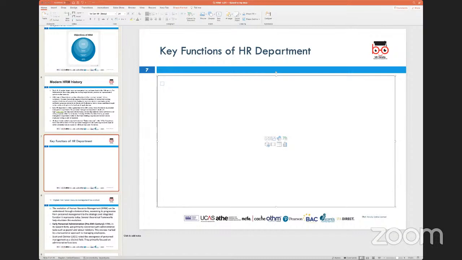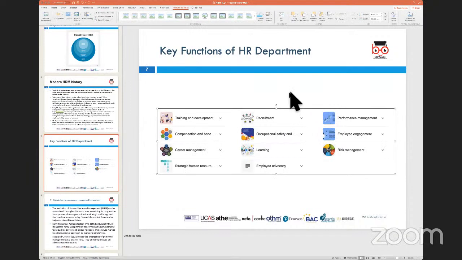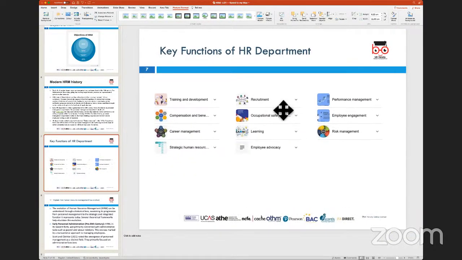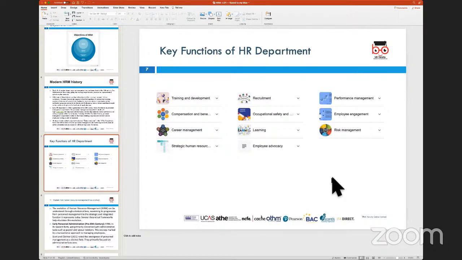So if I were to show you, for example, a particular screenshot, that would give you a snapshot of the various functions that most organizations look at from their departments. If I look at this particular image that I've put in, these are the key functions which the HR department, or people working within HR, do.